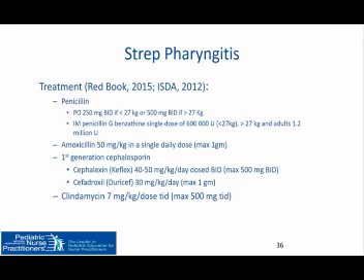The Red Book guideline and the IDSA guidelines say penicillin is first line. 250 BID if they're under 27 kilos, 500 BID if they're over 27 kilos. That's pretty simple. You can use IM penicillin, one dose, if you want. And you can use amoxicillin 50 per kilo once a day.